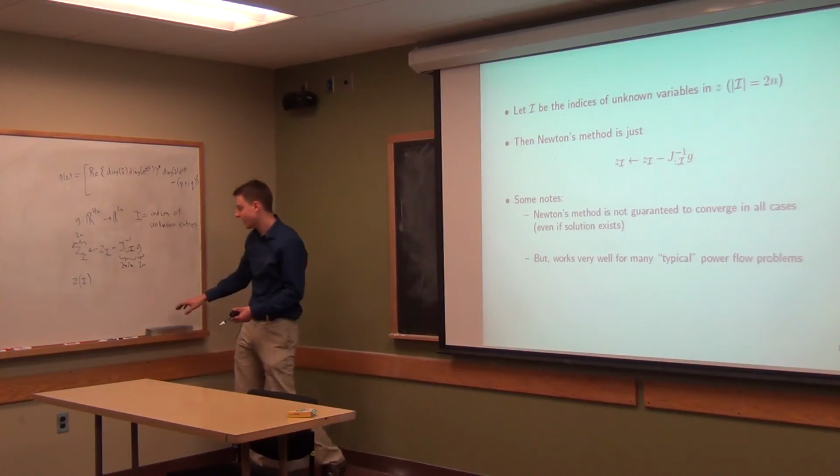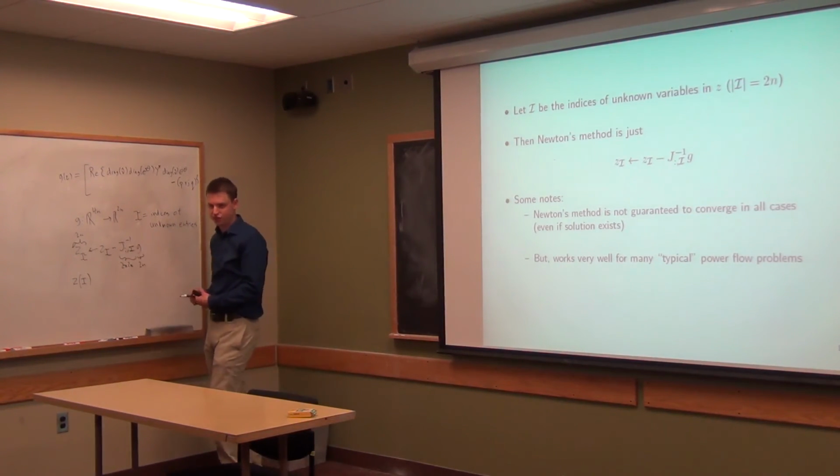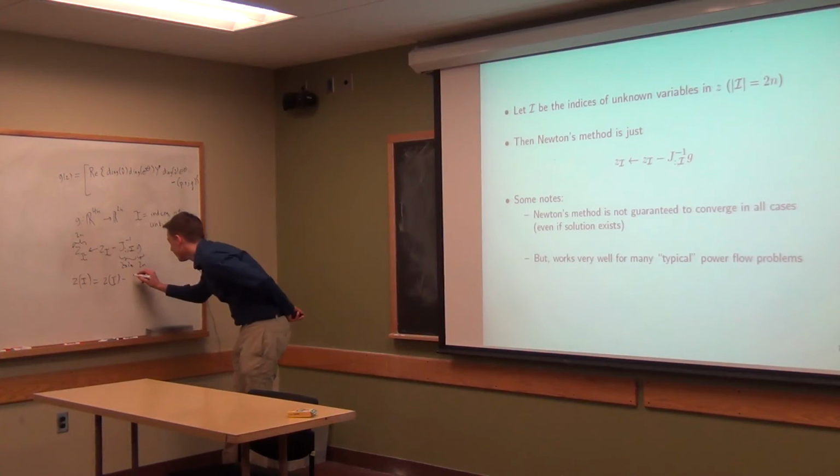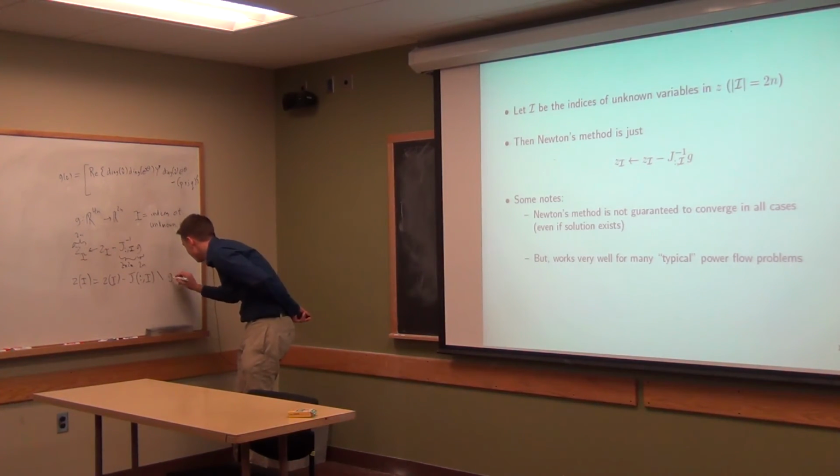And by the way, in MATLAB, this is just the same as this. This is just literally zi equals zi minus J, all rows i, backslash g.